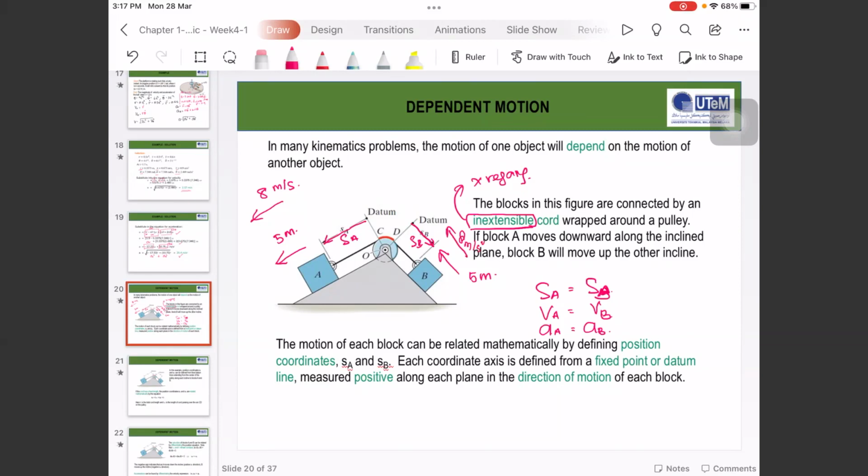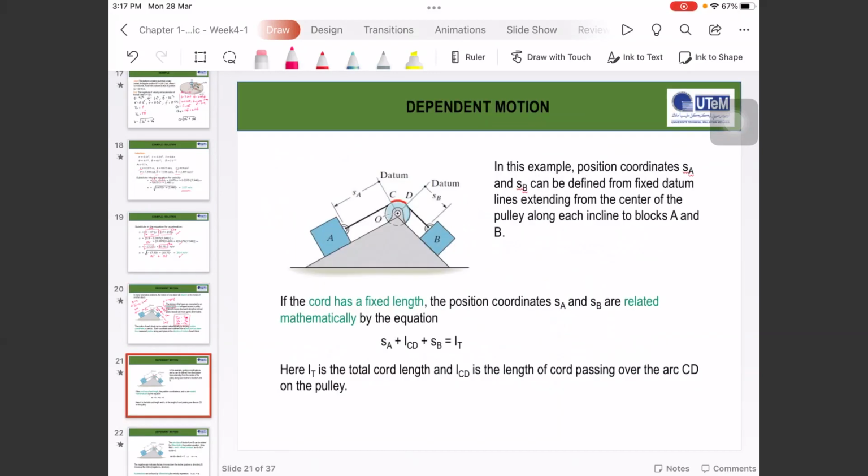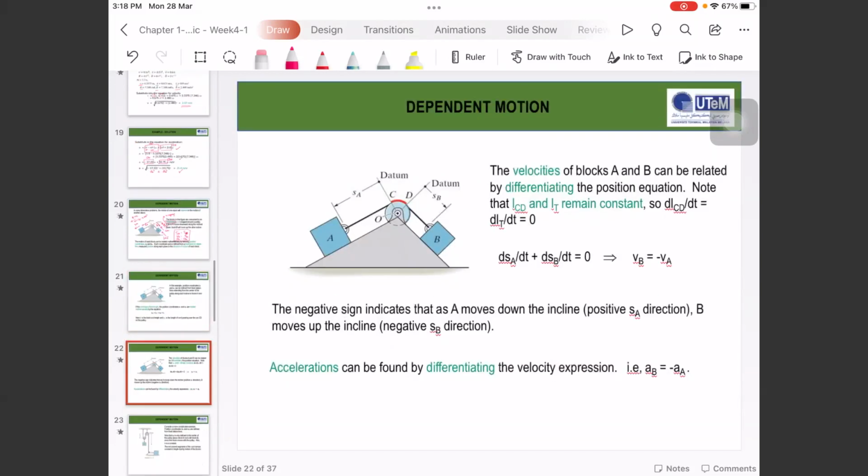Katakan blok ni dia turun dengan acceleration tertentu meter per second square. Blok B juga akan naik sebanyak yang sama, 3 meter per second square. So they relate dengan this mathematical equations. Okay, boleh? Tak apalah, kita sama je. Sama je saya terang tadi.